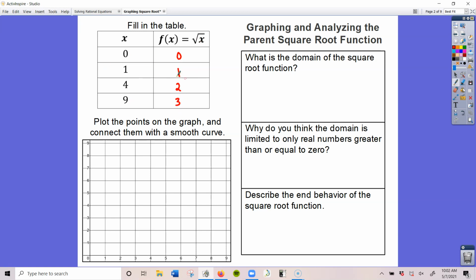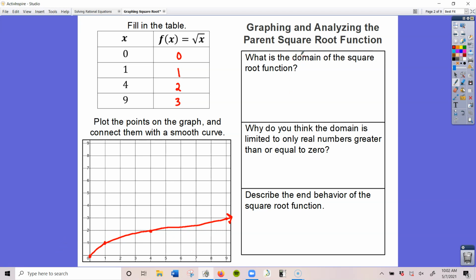So now these are my coordinates. I'm going to plot them here. We have (0, 0), (1, 1), (4, 2), and (9, 3). So this is the square root function. Now, the square root function is just this. There is nothing on the left side of the graph.